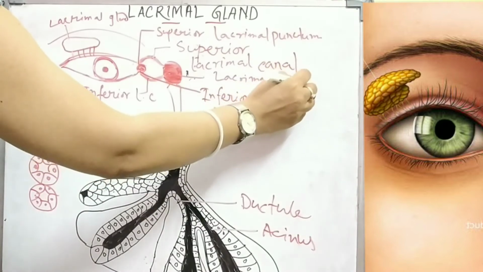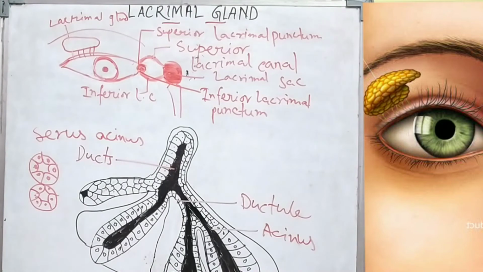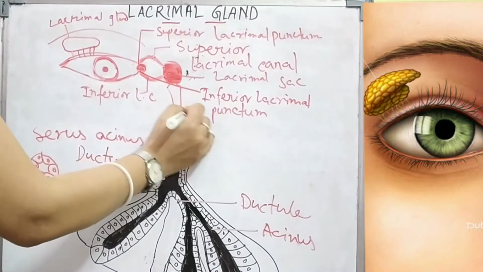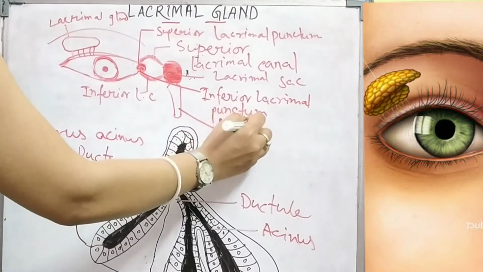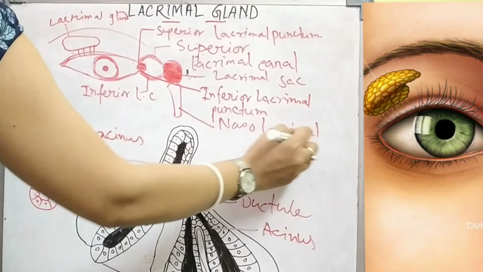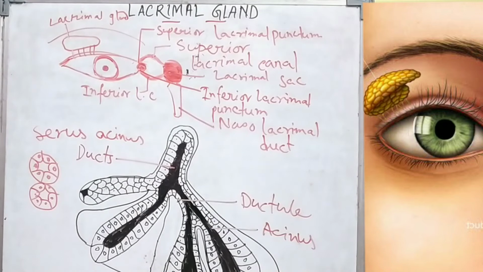And this one is the lacrimal sac, and this is the nasolacrimal duct. So this is the exact location of the lacrimal gland above the eye.